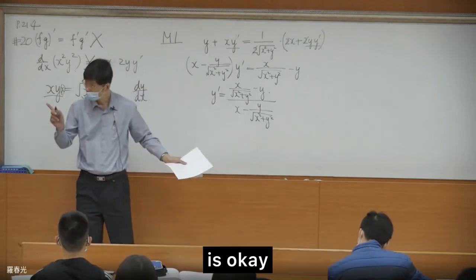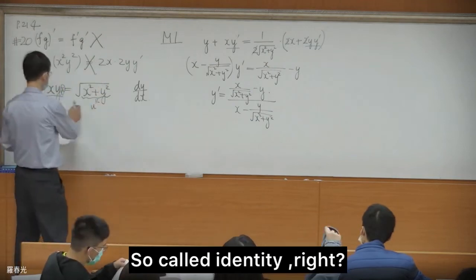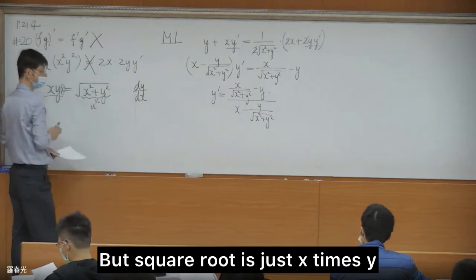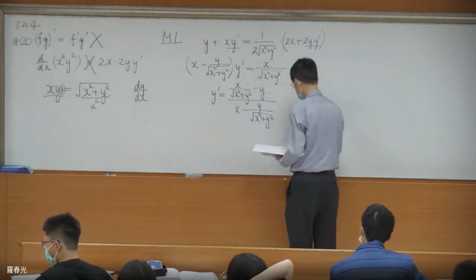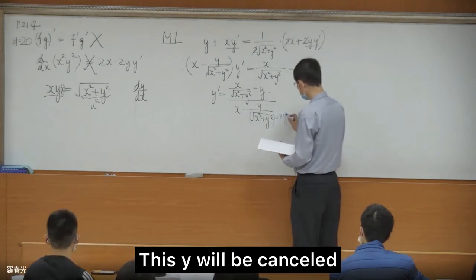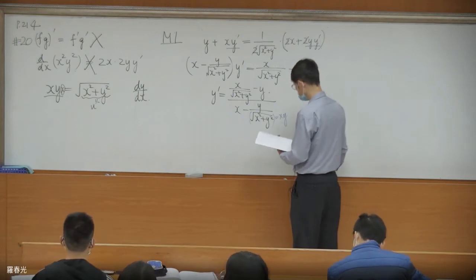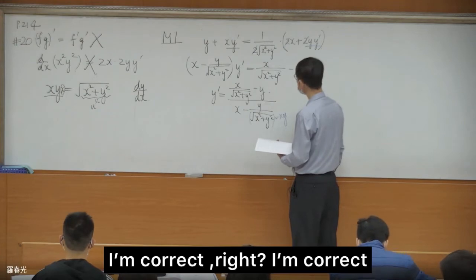It's okay, right? It's okay. But you can make it simpler because you have this so-called identity, right? You have this equation. The square root is troublesome, but the square root is just x times y. And so if you change this one to x times y, then it's a lot simpler. This y will get cancelled, am I correct? I'm correct, right? I'm correct.